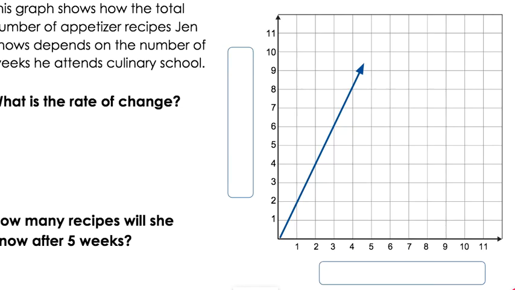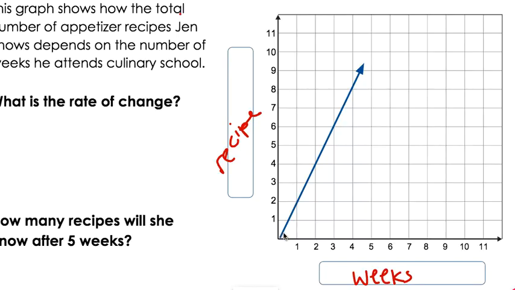Let's go one more. This graph shows how the total number of appetizer recipes Jen knows depends on the number of weeks she attends school. So now it's harder to tell which is which because they're all the same numbers. So we have to look at the question here. So because they talk about the total number of appetizers first, so because recipes is first, that's our y. And then the weeks is our x. The y values tend to be the first that's referenced. Okay. Hopefully it's a little easier for you to tell on some of these.